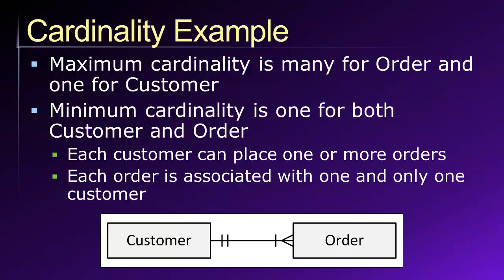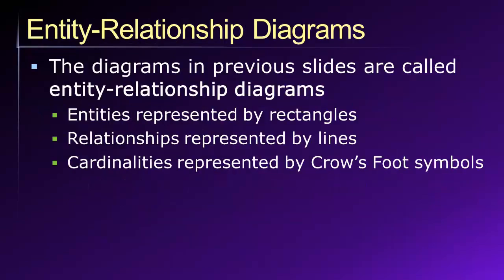But note that we can also read the relationship moving in the opposite direction, in the direction from order to customer. When we read the relationship in that way, we would say an order can be placed by one and only one customer. The diagrams that we have been seeing on the previous slides are what are known as entity relationship diagrams. They are graphical ways of describing the relationships among the various entities that will eventually become a part of the database.